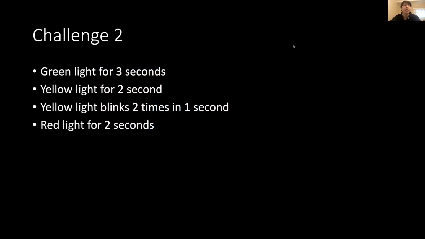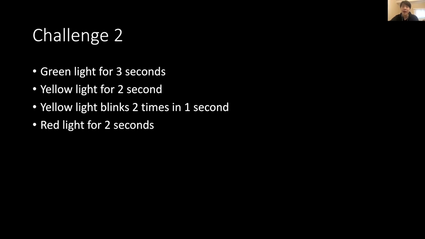All right, let's talk about challenge number 2. In challenge number 2, it's like a traffic light. So first, green light for 3 seconds and changes to yellow light for 2 seconds. But at the end, you want to blink the yellow light twice in 1 second, okay? Think about how that might work. And lastly, you want to turn on the red light for 2 seconds, and you want to repeat this forever. So think about how this might work and come back once you're done.